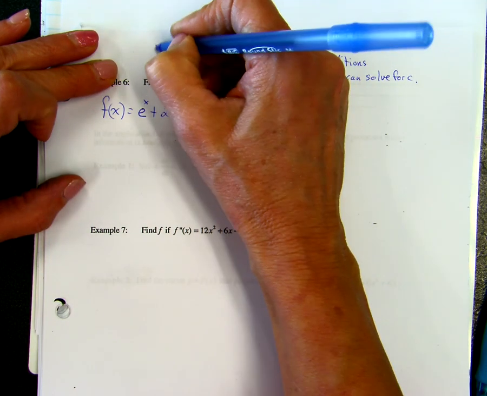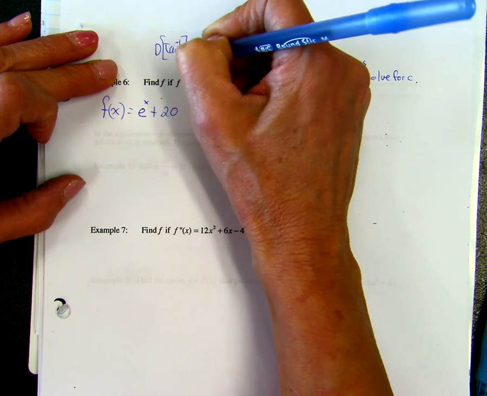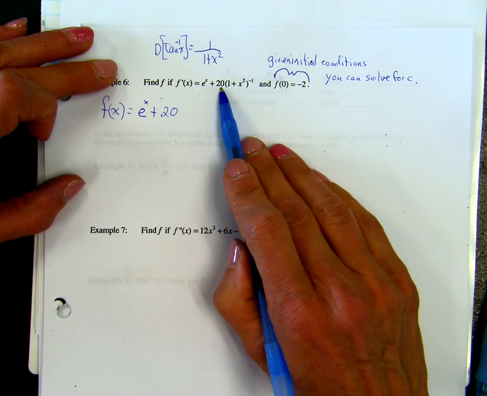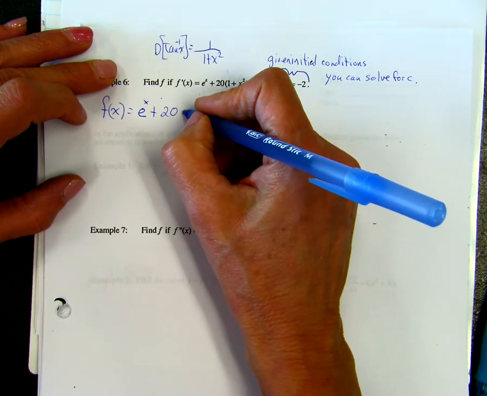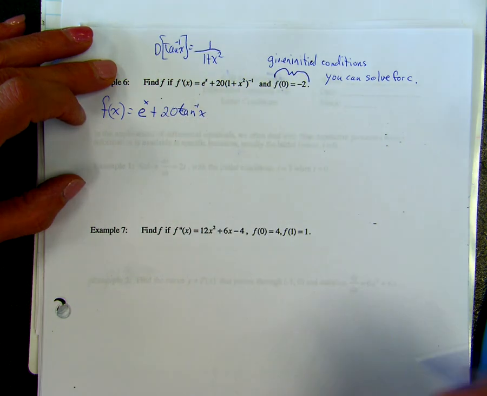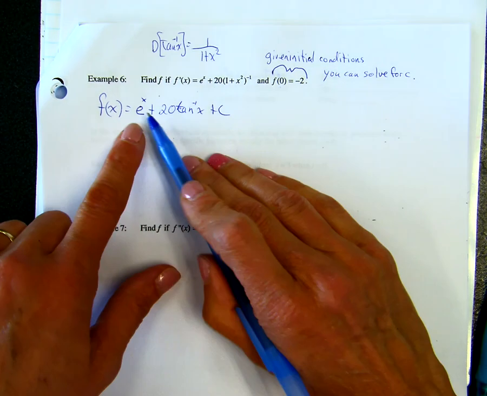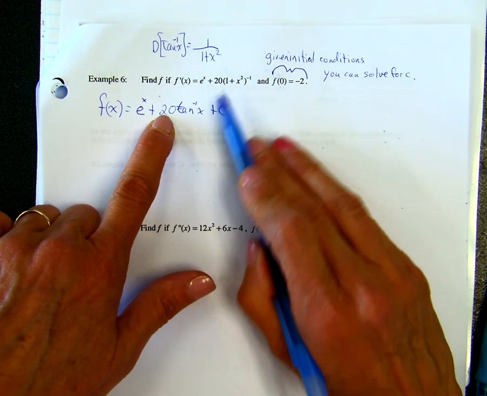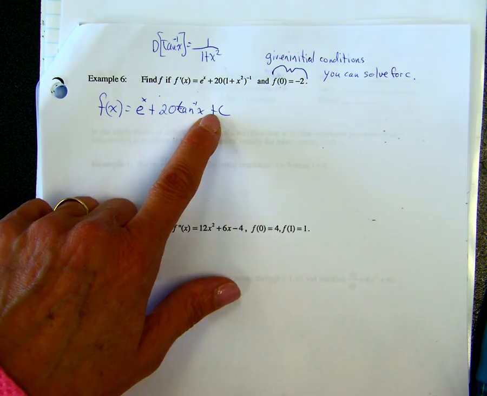So the derivative of tan x, not tan x, inverse tan, right? Inverse tan is 1 over 1 plus x squared. So the antiderivative of 1 over 1 plus x squared is arctan x, or we'll just write it tan inverse x, plus a constant. So check my work. Take the derivative of e to the x, I get e to the x. Take the derivative of 20 arctan x, and I get 20 over 1 plus x squared. Take the derivative of a constant, I get 0.